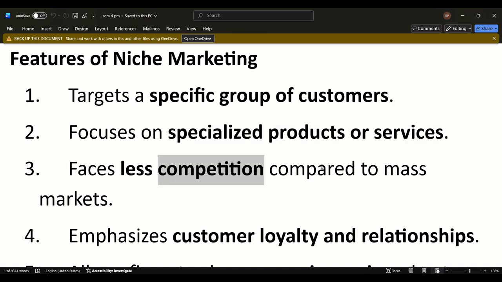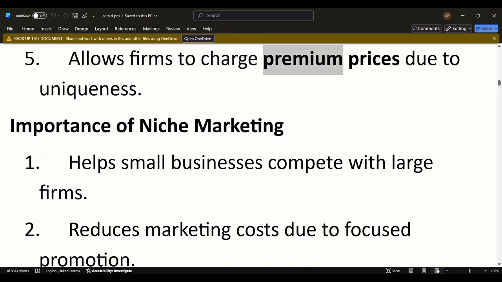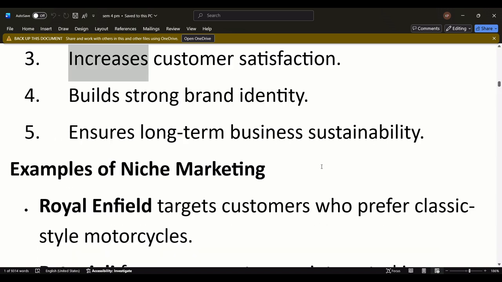Faces less competition compared to mass markets. Emphasizes customer loyalty and relationships. Allows firms to charge premium prices due to uniqueness. Importance of niche marketing. Helps small businesses compete with large firms. Reduces marketing costs due to focused promotion. Increases customer satisfaction. Builds strong brand identity. Ensures long-term business sustainability. Examples of niche marketing.